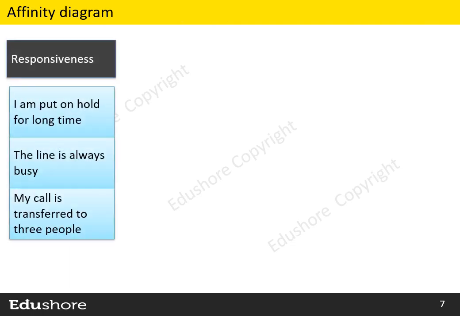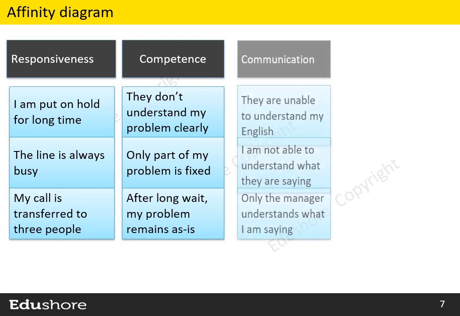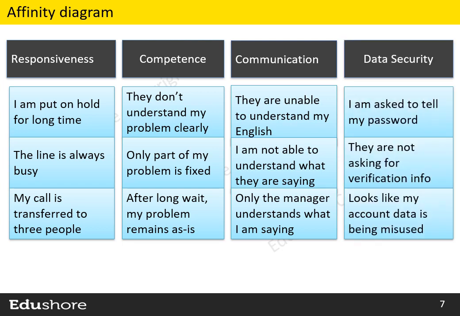In this context, Affinity refers to grouping of related inputs into one category, so the following inputs convey the need that the responsiveness must be improved. These three inputs convey the need that the competence of customer support executives should be improved. This set of inputs talk about the need to improve the communication skills of customer support team. And the last three inputs talk about the need to improve the data security in the bank.